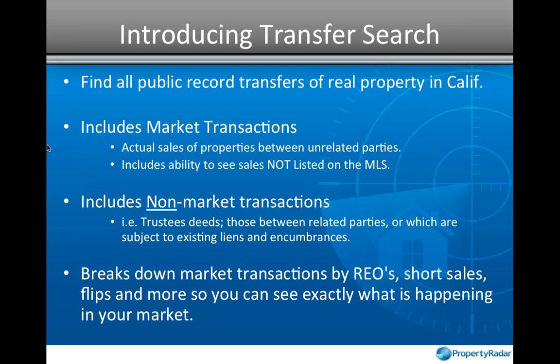We also include other types of non-market transactions, quitclaim deeds and things like that, between related parties. For example, a husband deeds off the property, quitclaiming it to the wife, maybe to get a loan because one of them has bad credit. Or folks put the property into a trust, and other transactions where there isn't a dollar value. Maybe the sale is subject to existing liens and encumbrances, something called a subject-to purchase. Those would be non-market transactions, and we track all of those as well.